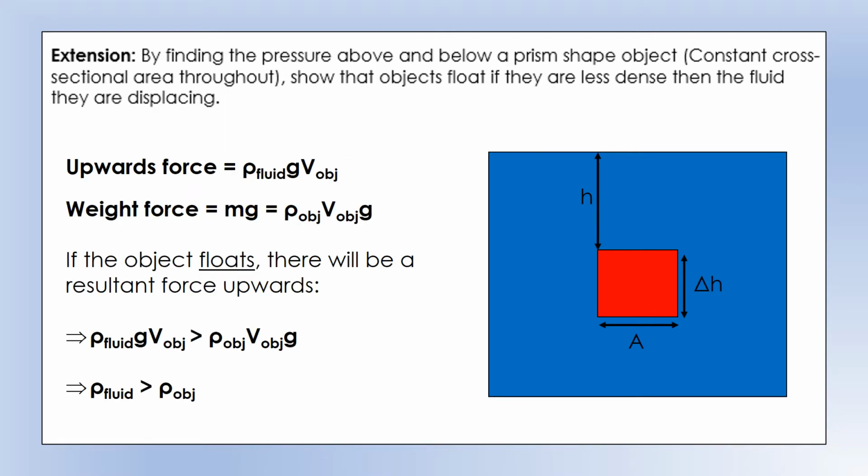Okay, so the weight force of the object, the force downwards, is going to be the mass times gravitational field strength, and mass is density times volume, but this time it's the density of the object, not the fluid. So if the object floats, there must be a resultant force upwards. That's what brings it back up to the surface. So we know the upwards force must be greater than the downwards force. The g's cancel out, the volume of the object cancels out, and we get left with an expression that the density of the fluid must be greater than that of the object for it to float.